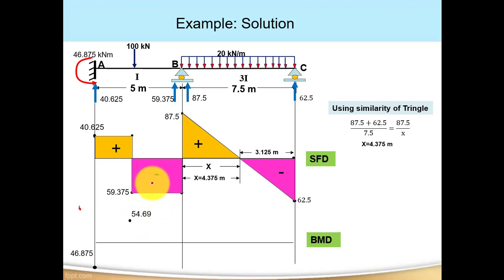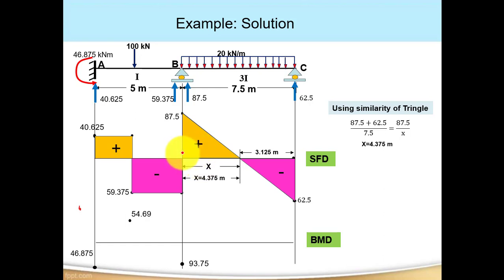Again here, this is negative shear, so the moment decreases. The area is a rectangle: base times height, base 2.5, height 59.375. Therefore, this equals 148.44, a negative moment. From 54.69 minus 148.43, this equals minus 93.75. Next, here is positive shear, so the moment increases, and this is the area of this triangle.